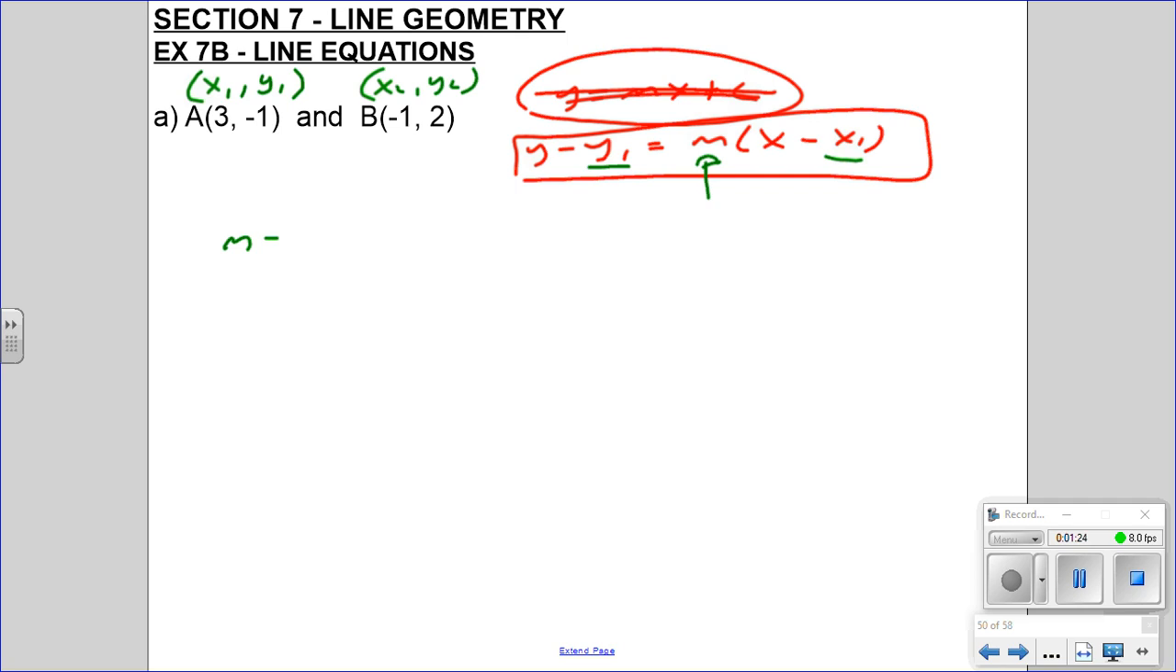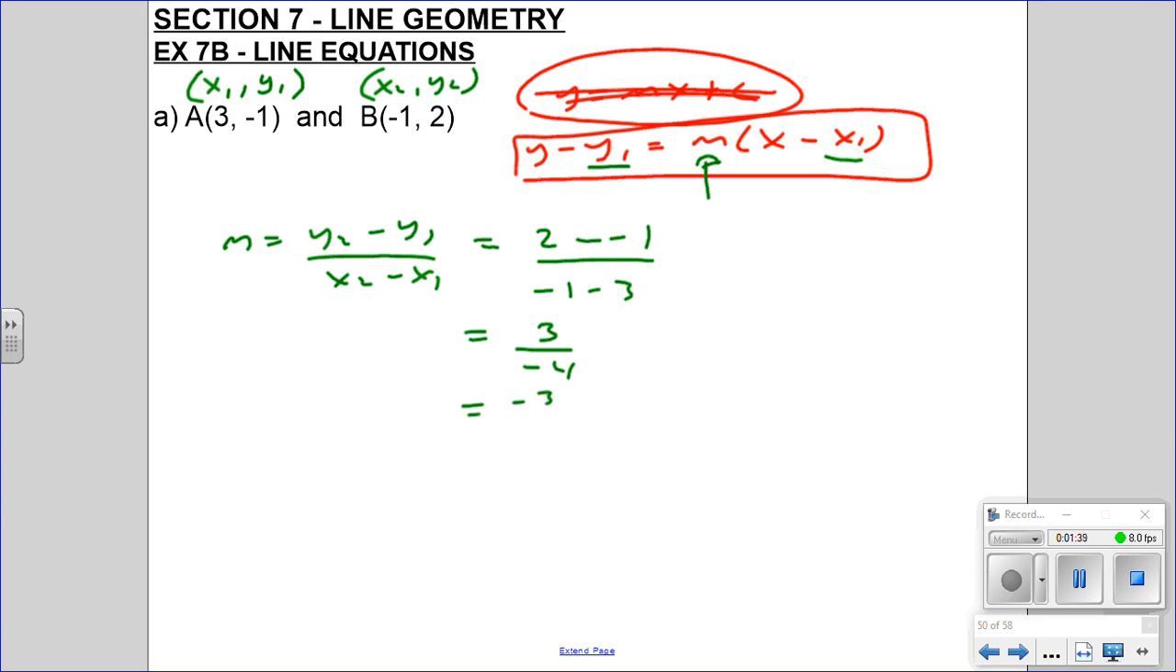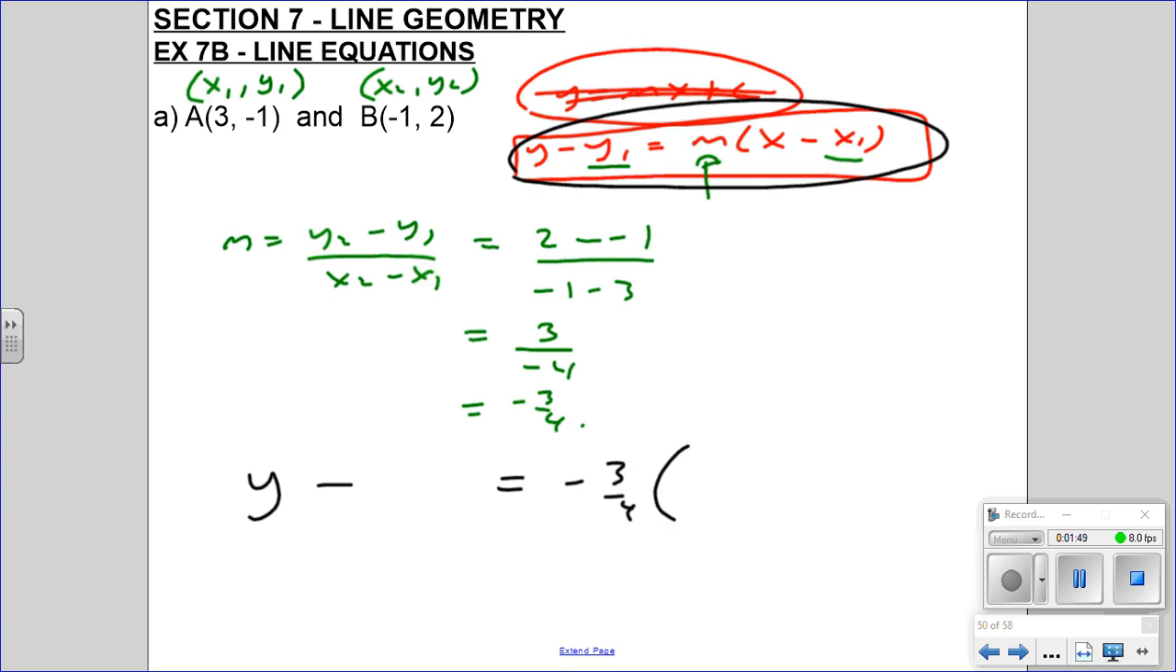So we know that m is change in y over change in x. We did that in the previous video. So y2 is 2, take y1, so that's minus 1, over minus 1, take 3. So 2 minus that is 3 over minus 4. So our gradient was minus 3 over 4. So already, to find the line equation, we've got the m. So y minus y1 equals m, which is minus 3 by 4.